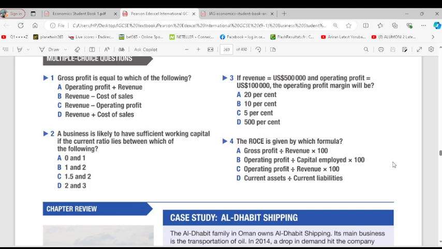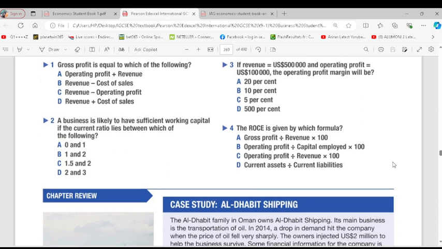Let's calculate it. 100,000 divided by 500,000 gives us 0.2. Multiplied by 100, it gives us 20%, which is A. Good. Question 4. Okay, this is easy.